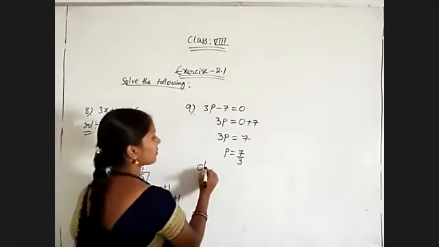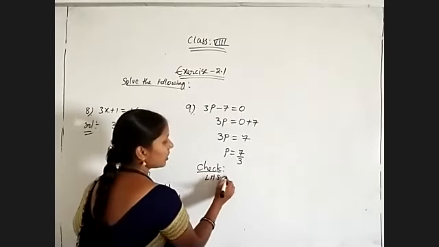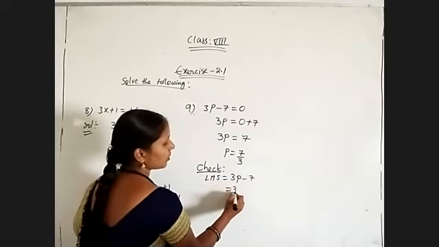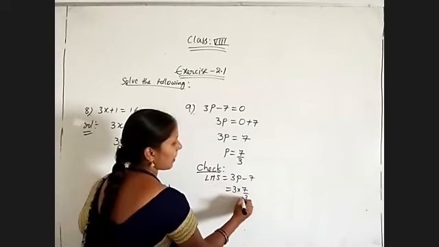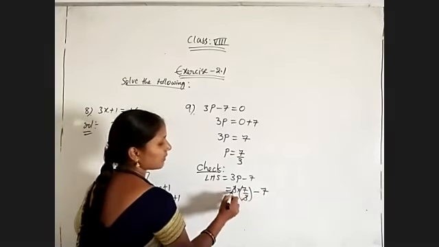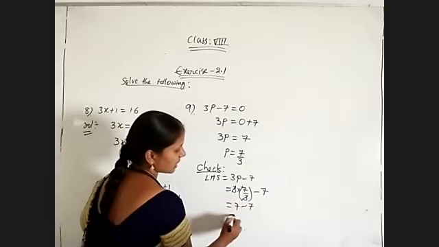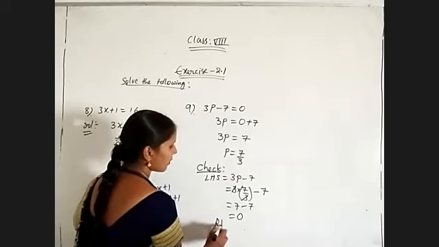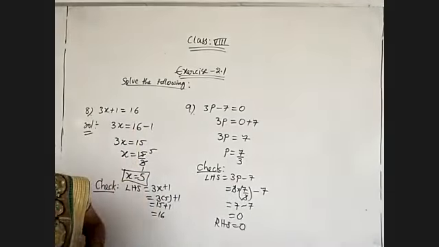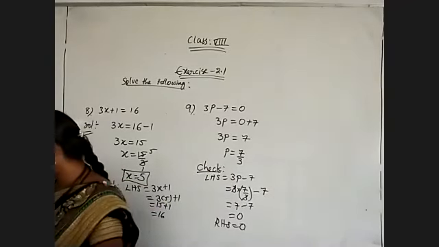Now checking. LHS is equal to 3p minus 7. What p value did we get? 7 by 3. 3 into 7 by 3 minus 7. So 3 will get cancelled, 7 will remain, minus 7. 7 minus 7 is nothing but 0. And what do we have on the RHS? 0 only. So LHS is equal to RHS. That means the p value equal to 7 by 3 is the correct answer. Now coming to the next question.